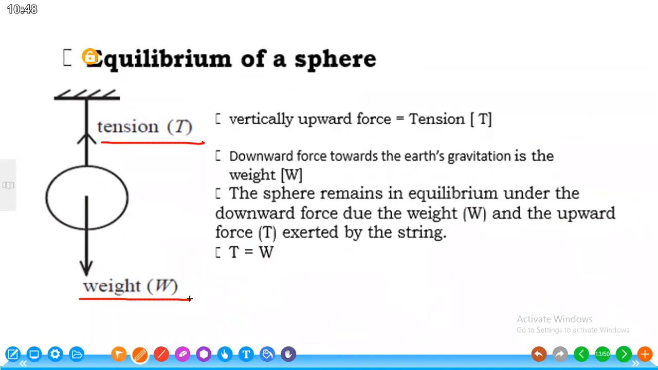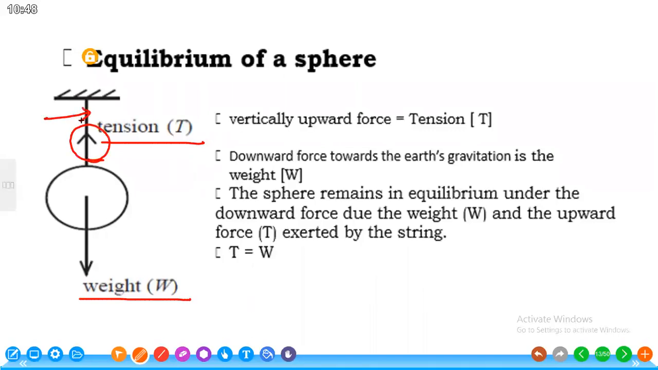Students, first of all, what is tension? You should know the concept of tension. In your book, page 204, underline it: the force exerted upwards by a string.